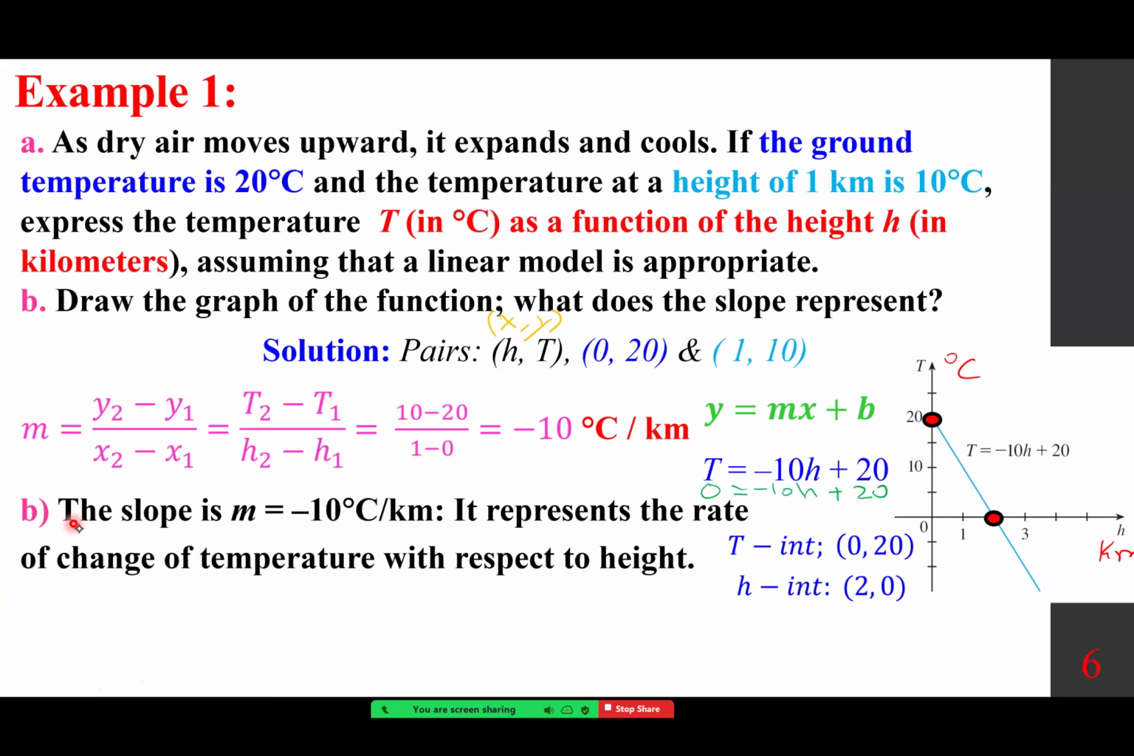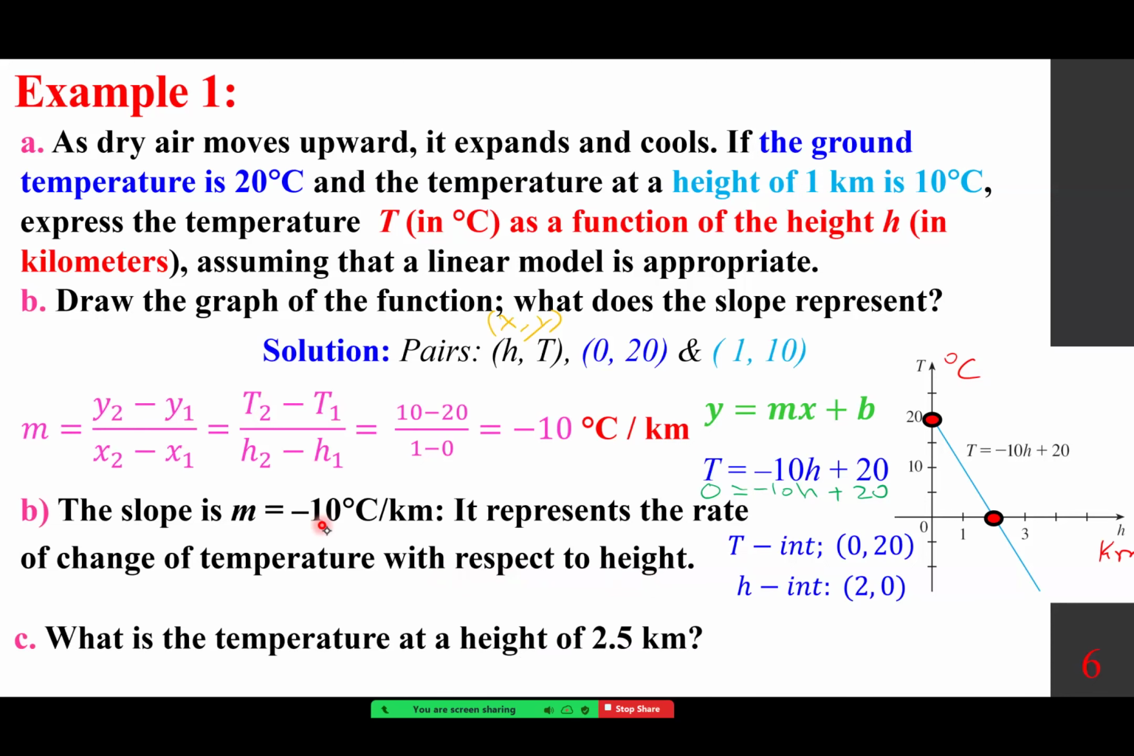So the slope, we found it to be negative 10 degrees Celsius per kilometer. It represents the rate of change of temperature with respect to height. So for each kilometer, we lose 10 degrees Celsius. So as we go up, for each kilometer that we go up, we lose this much, 10 degrees. That's why negative 10 degrees Celsius.